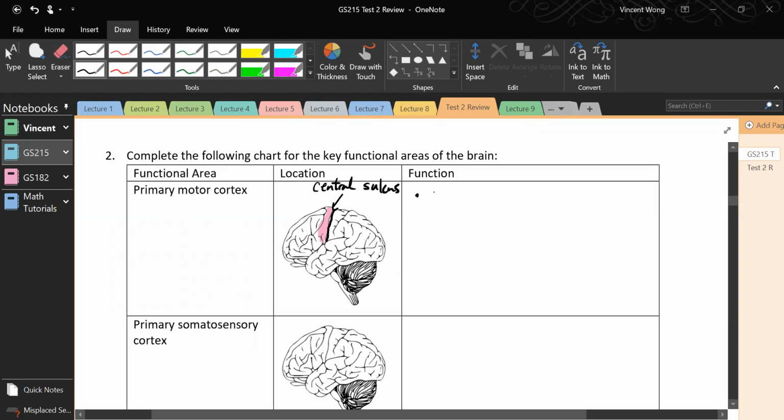The function of the primary motor cortex is to allow voluntary muscle movement. Okay. So the left side of the brain controls the right half of the body and vice versa. We are looking at the left half of the brain here. So to move your right finger as you're writing, for example, right now, you would need to originate that command from the left primary motor cortex. Okay.